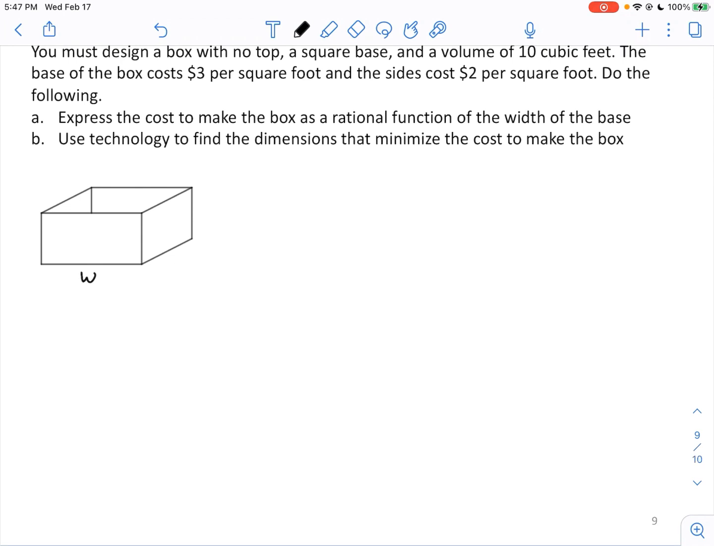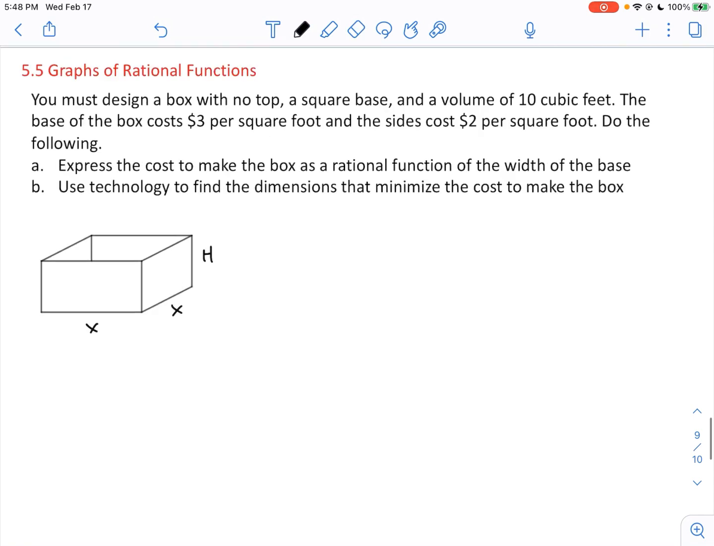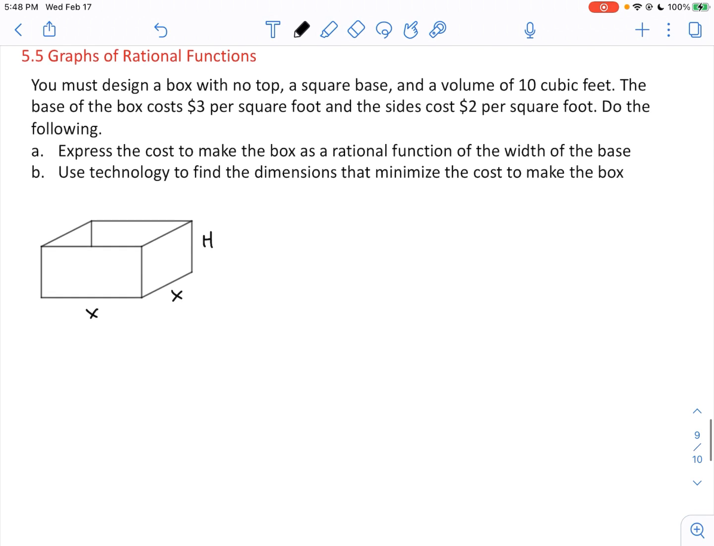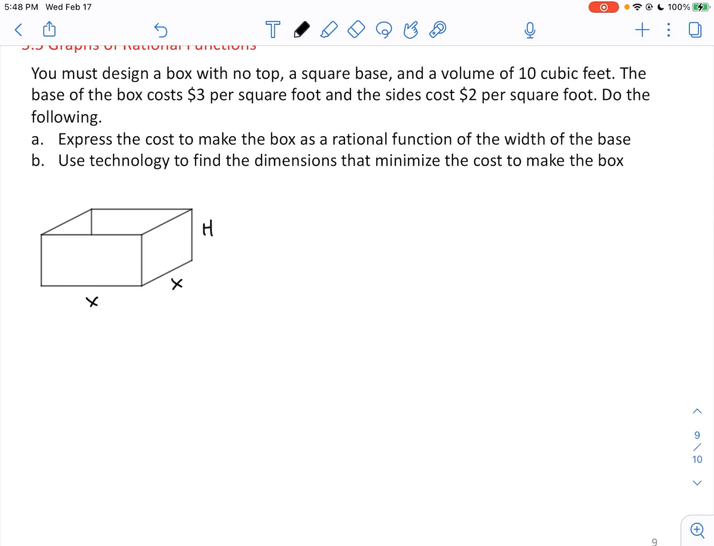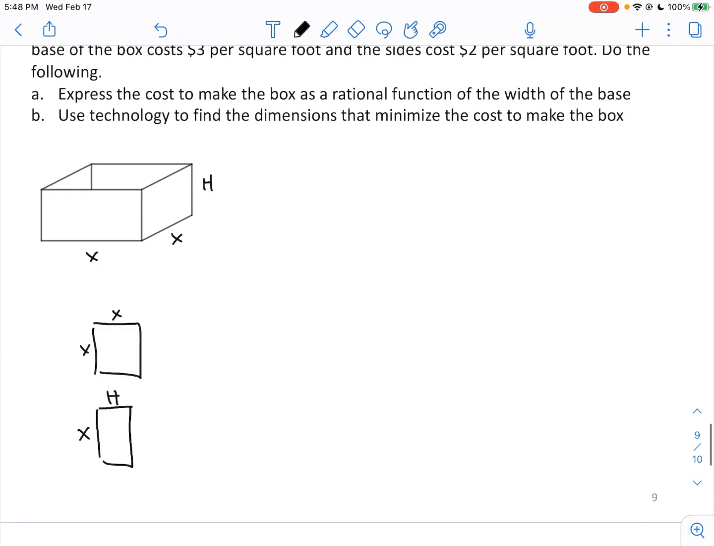We have a width, a length, and a height. We know that this has to be square, so let's use x and x for the width and length. The height, I don't know what it is, but it does tell us the volume has to be 10. We also know that it has no top. And if you were to flatten all the sides, you would see the base, and then each side would be x by h, and there would be 4 of those.